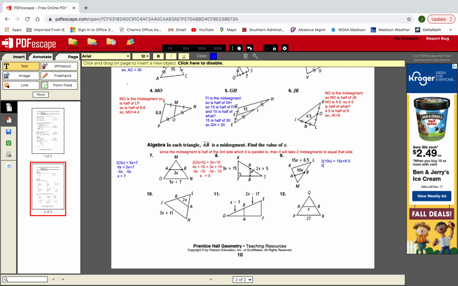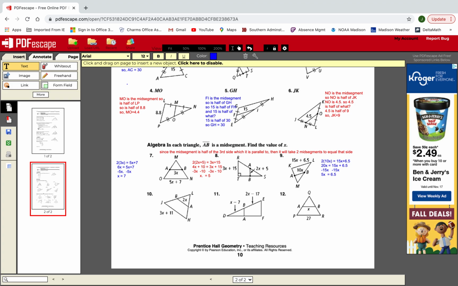2 times 10x is 20x equals 15x plus 6.5. Next step is to move those x's all to one side. So I'm going to subtract 15x from both sides. So on the left side, 20x minus 15x gives me 5x. And on the right side, 15x minus 15x canceled out, and I'm left with 6.5.